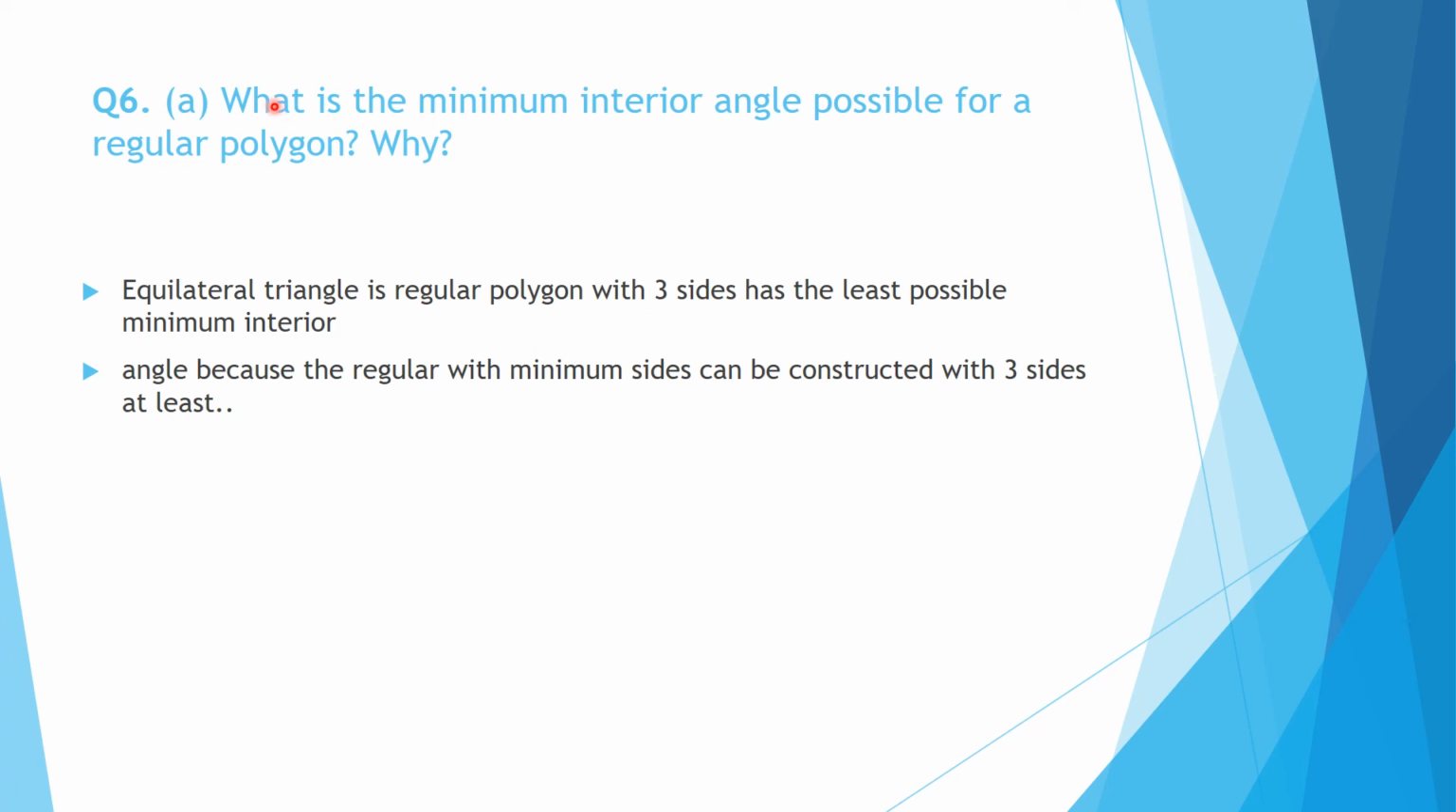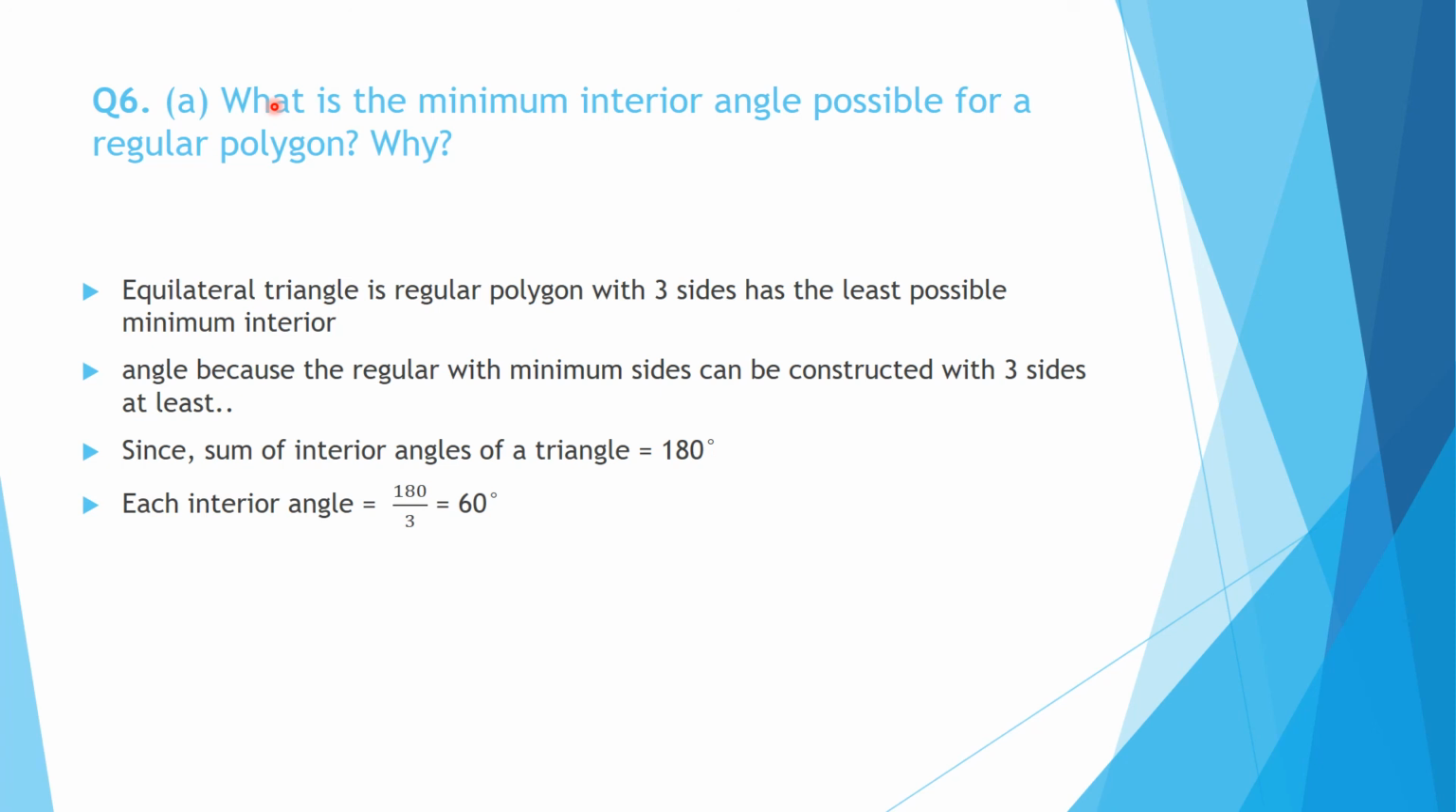कम से कम आपको 3 sides चाहिए, और equilateral triangle में 3 sides हैं तो 3 ही angles भी हैं उसके. Since sum of interior angles of a triangle is 180 degree, so each interior angle is 180 upon 3, 60 degree, and you know this without this formula also, that each interior angle of an equilateral triangle is 60 degree. So he has asked you the minimum interior angle possible for a regular polygon, that's an equilateral triangle, and minimum angle measurement of its interior angle is 60 degree.